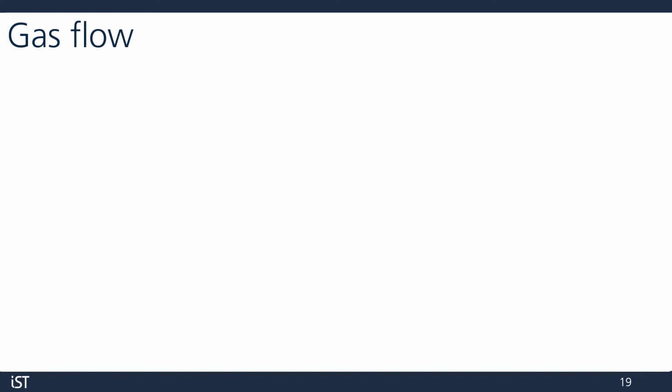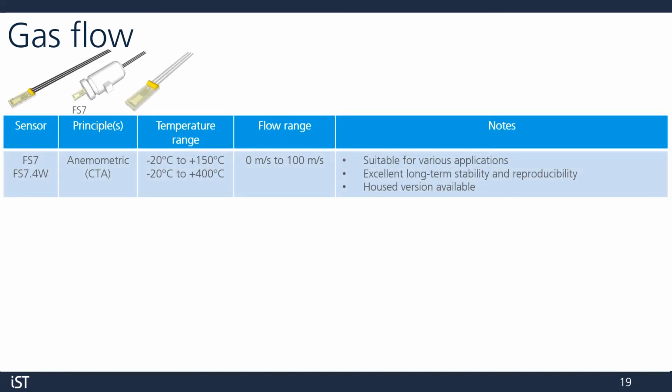For the gas sensors, let's take a closer look at each model. The FS7 is suitable for many flow applications up to 100 meters per second. It comes as a bare chip or in a plastic housing for easy integration. The 4W version is usable up to 400 degrees C.